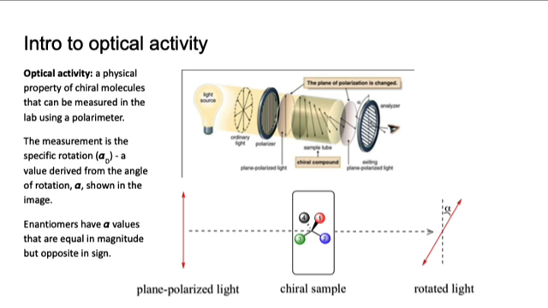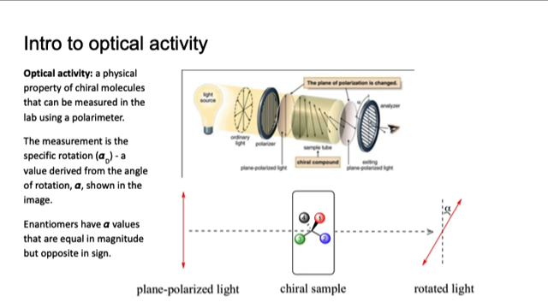The polarimeter will take light, which goes out in all directions, and polarizes it, so that the light is going in only one direction when it hits the sample. And the chiral sample, being chiral, is going to rotate that plane polarized light in one direction or the other, clockwise or counterclockwise. And so we measure the angle and degree of that rotated plane polarized light.